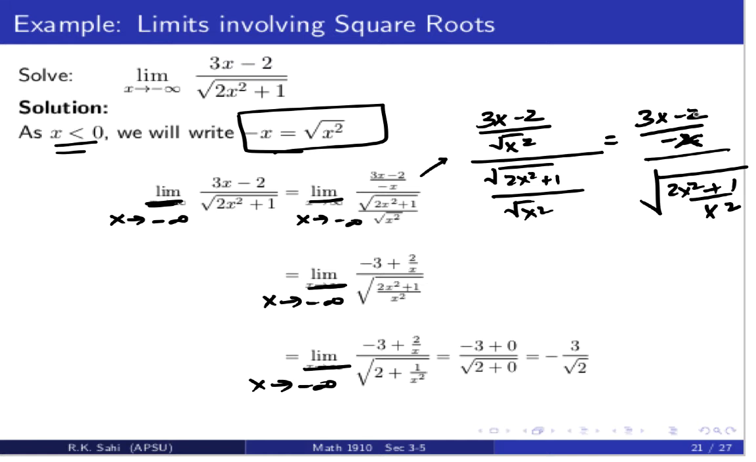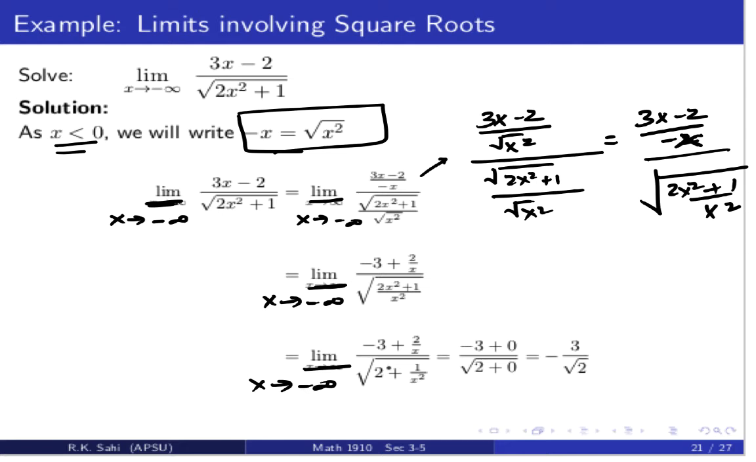Okay, so what do you have? 3x minus 2 over minus x. And then this is written as minus 3 plus 2 over x. And this one simplified is 2 plus 1 over x squared. I've shown you the process in the previous slide.